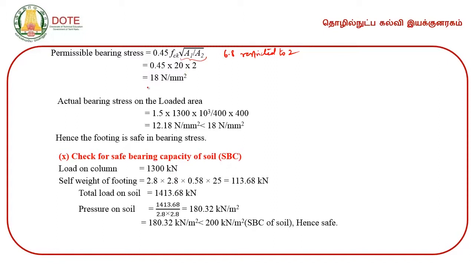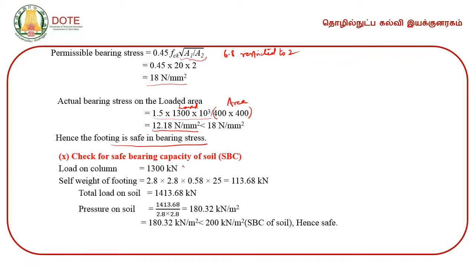Now, the permissible bearing stress is found to be 18 Newton per millimeter square, but the actual bearing stress is on the loaded area, this is the area and this is the load. So, load by area is this stress, and the permissible bearing stress is 18 Newton per millimeter square, whereas the actual stress is 12.18 Newton per millimeter square. Since the actual bearing stress is less than the permissible bearing stress, the footing is safe in bearing stress or bearing pressure also. And the last check is to check the safe bearing capacity of soil.